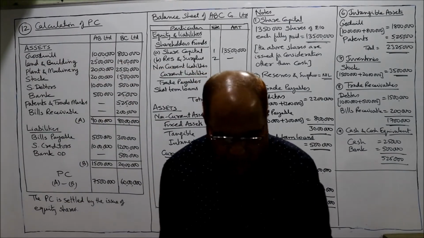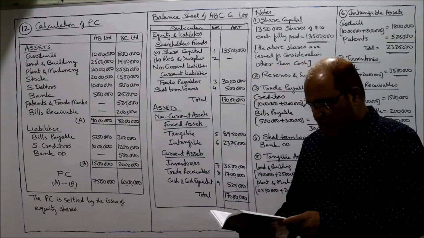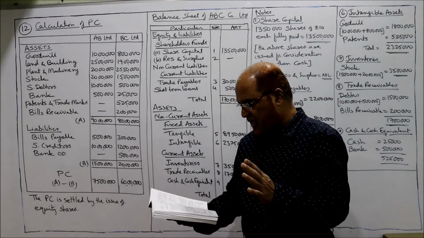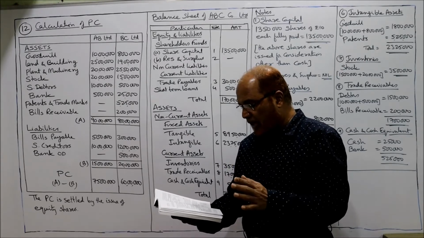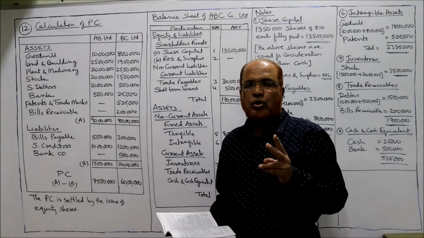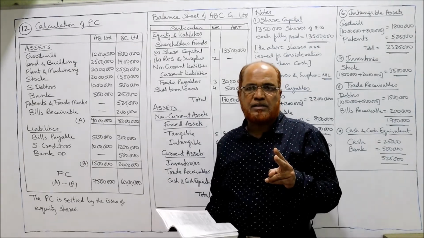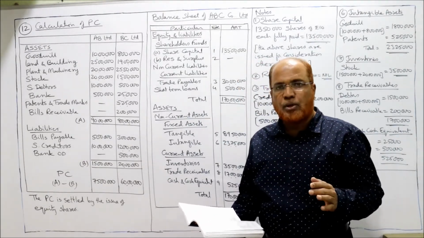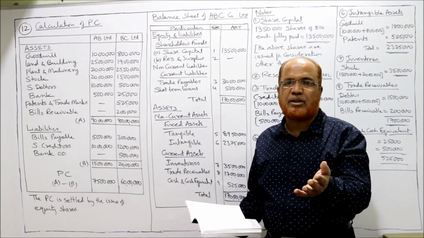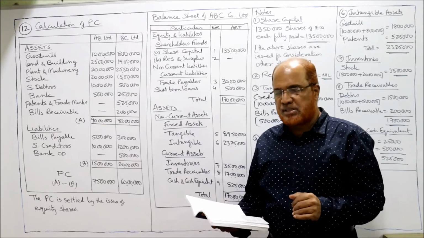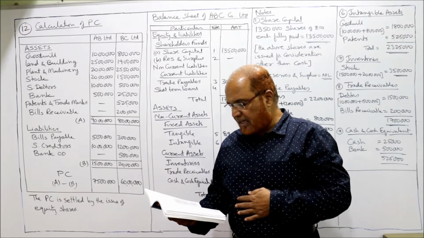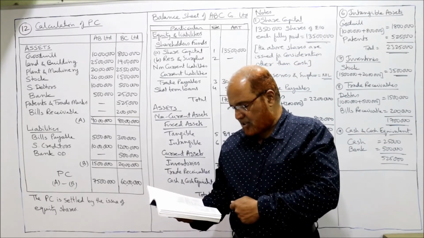Now we'll start problem number 12. On 30th June 1998, AB Limited and BC Limited decided to amalgamate and to start a new company, ABC Company Limited. So two transferor companies, AB Limited and BC Limited. Both the companies are liquidated and a new company is formed, ABC Limited, to take over the business of AB Limited and BC Limited. Now, on that date, the balance sheets of the two companies are as follows.